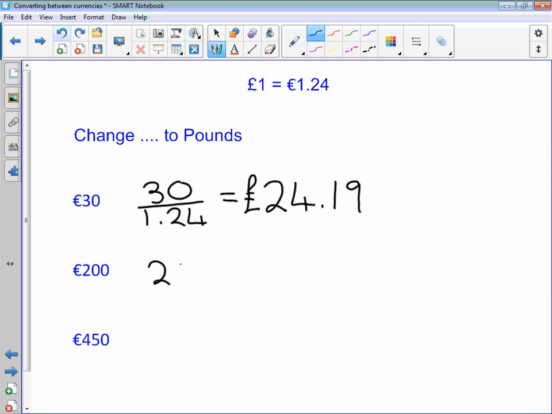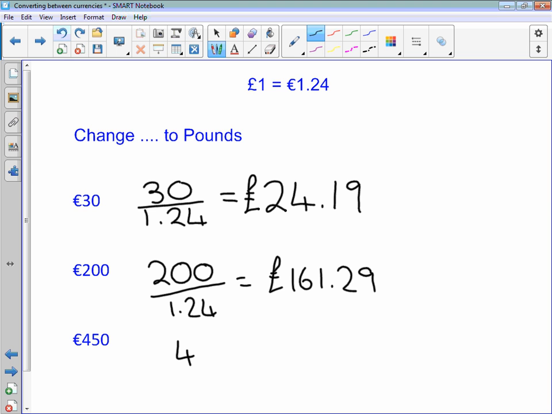So 200 euros, I'm going to do 200 divided by 1.24, and that gives me £161.29. And 450 euros into pounds would be 450 divided by 1.24, which would give you £362.90.